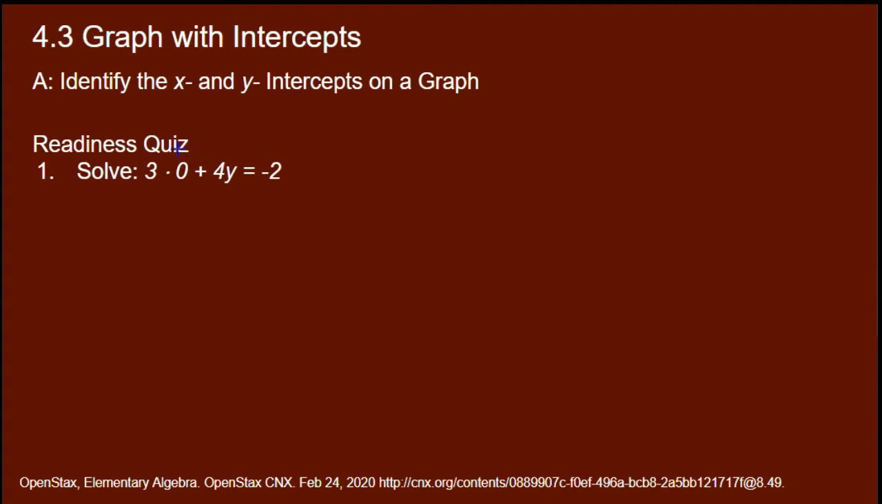Okay, so we have 3 times 0 plus 4y is equal to -2. So order of operation, PEMDAS. You guys know PEMDAS. We have no parentheses, so we don't need to worry about that. We have no exponents, so we're going to do multiplication first. Starting on the left, 3 times 0 multiplied together is 0. Plus 4y, which is multiplied together, but we can't simplify that at all. So 4y is equal to -2.